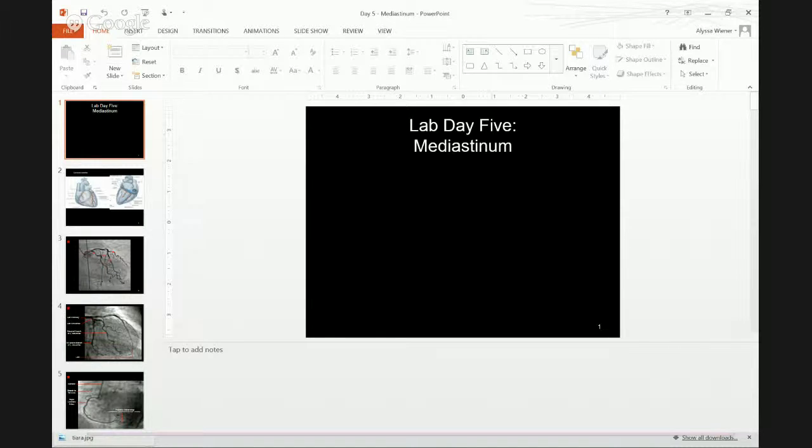Okay, so we said this is the superior vena cava. Then what is this arrow pointing to? That is the right atrium. Remember, the right atrium is making up the right border of the heart. So when you're looking at things on imaging, the right border of the heart is going to be where the right atrium is.